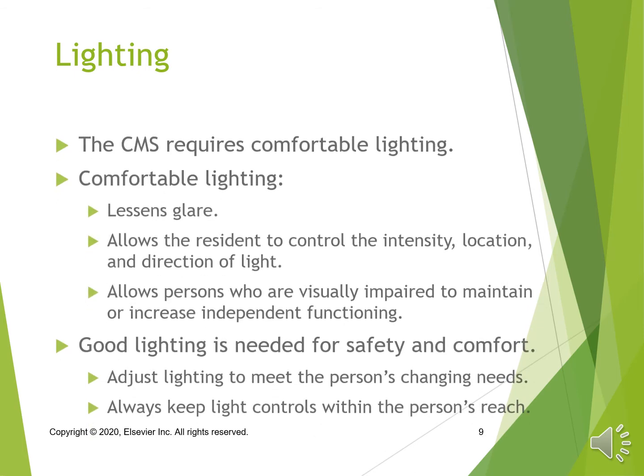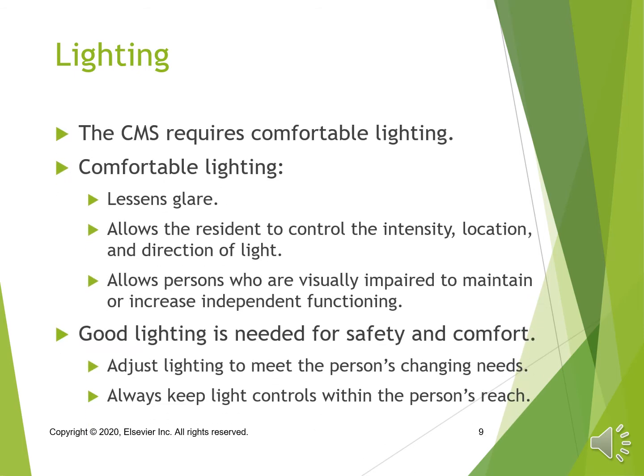Lighting. The CMS requires comfortable lighting. Comfortable lighting lessens glare, allows the resident to control the intensity, location, and direction of light, and allows persons who are visually impaired to maintain or increase independent functioning. Good lighting is needed for safety and comfort. Adjust lighting to meet persons' changing needs. Always keep light controls within the person's reach.